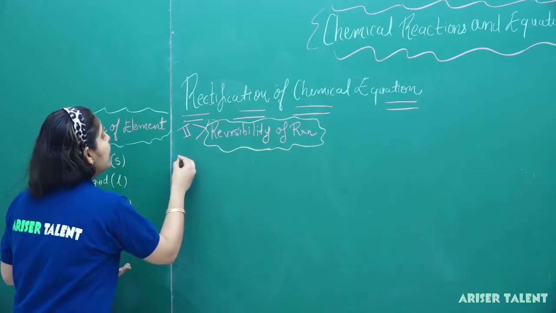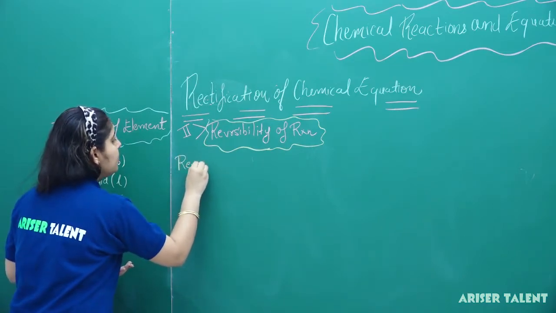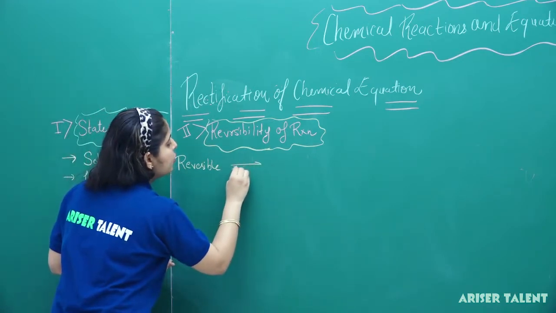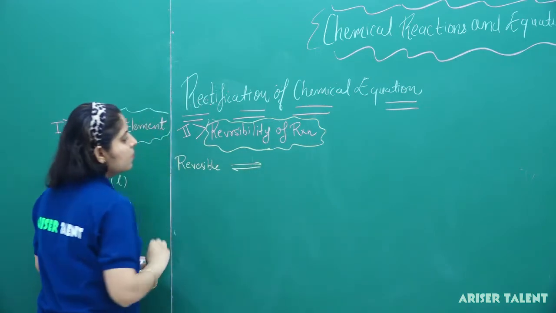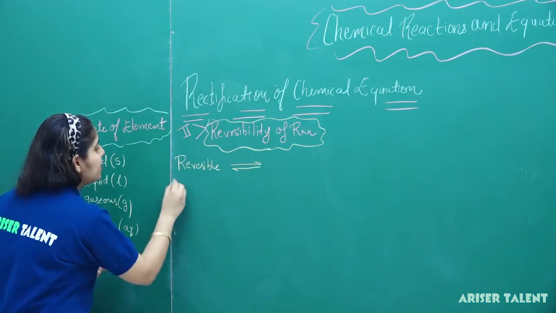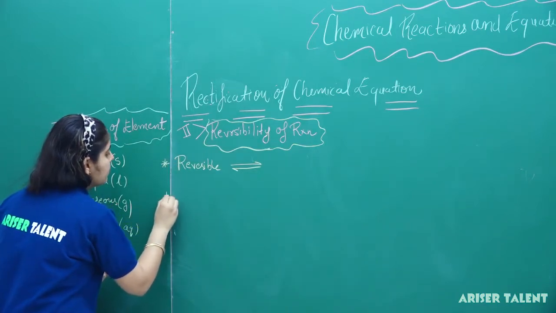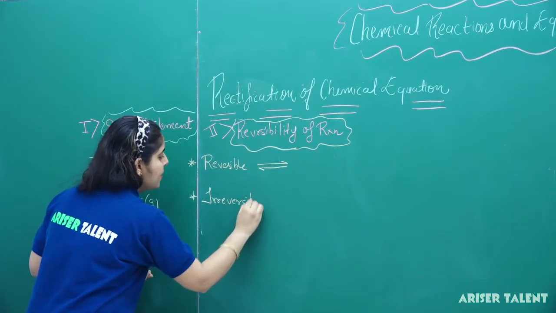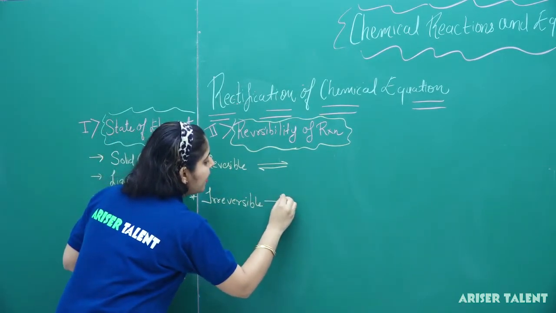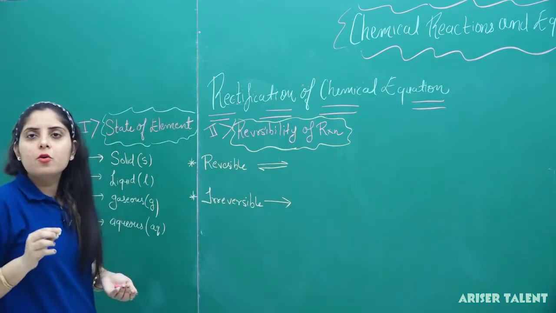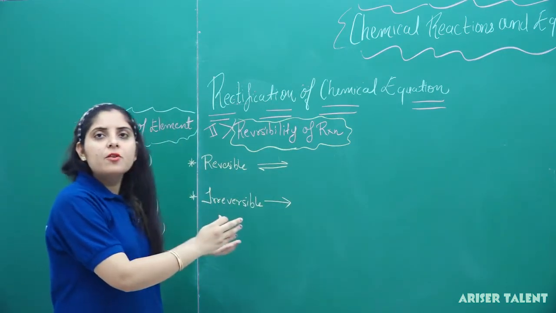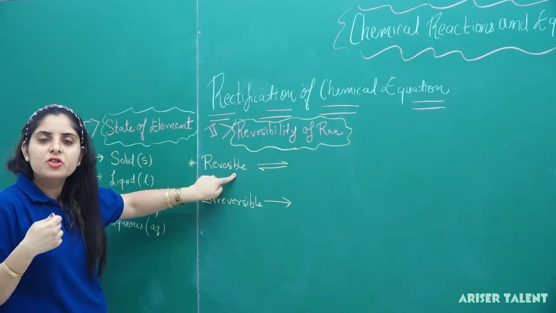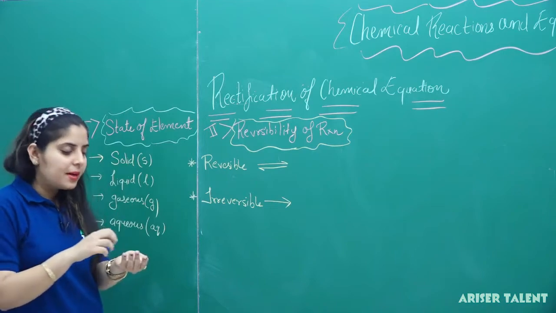If the reaction is reversible, we can indicate it by this double arrow. If the reaction is irreversible, we can specify it by only a single arrow, whether in the forward direction or in the backward direction. So this is the symbol for a reversible equation and this is the symbol for an irreversible equation.